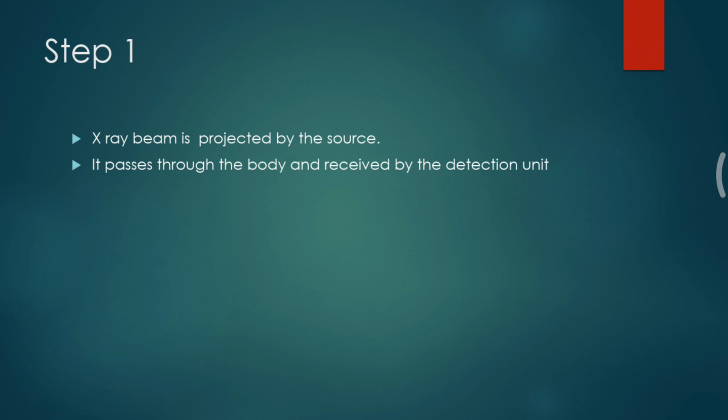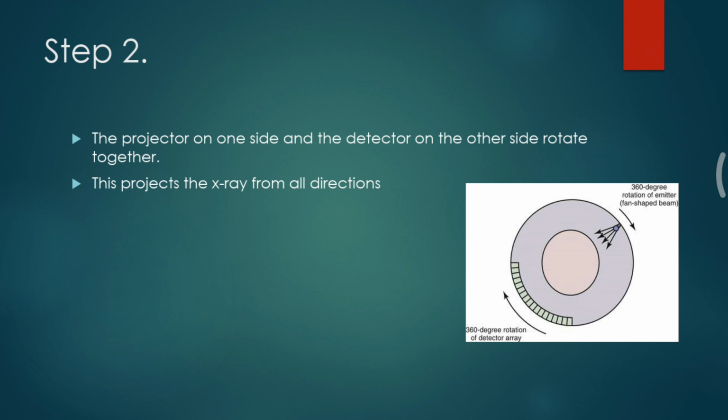The projector is on one side and the detector lies on the other side, and they rotate together in a CT scan. This projects the X-ray from all directions. So if you are lying supine, sometimes it will project from the top so that your chest portion comes first, and then as it rotates you will start seeing the lateral parts and then the posterior part.